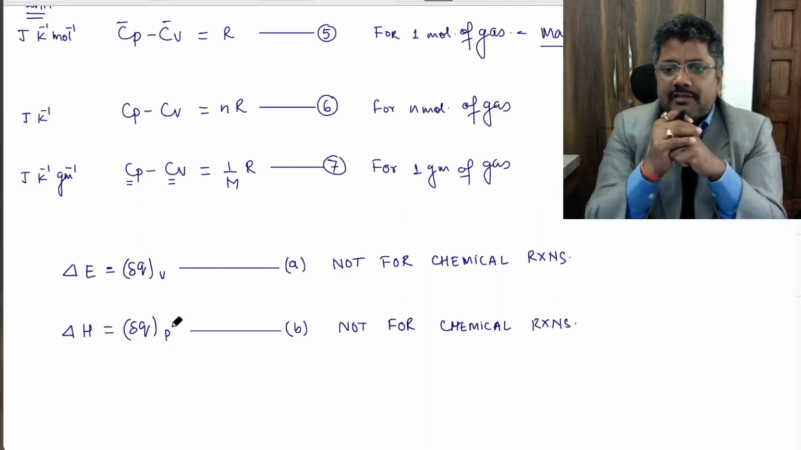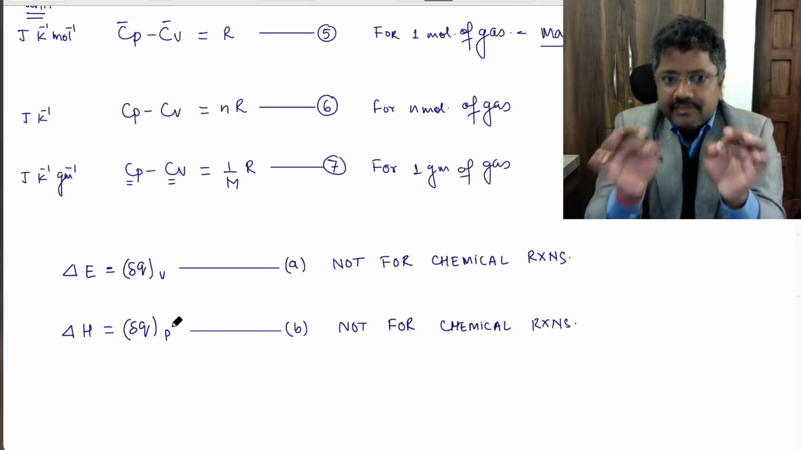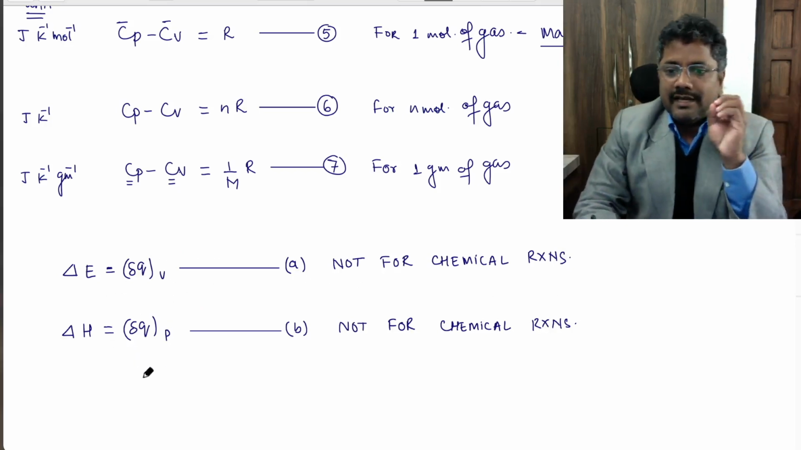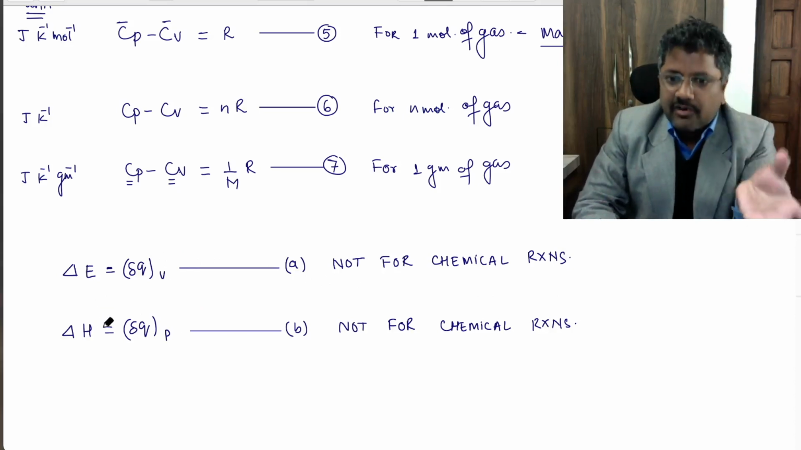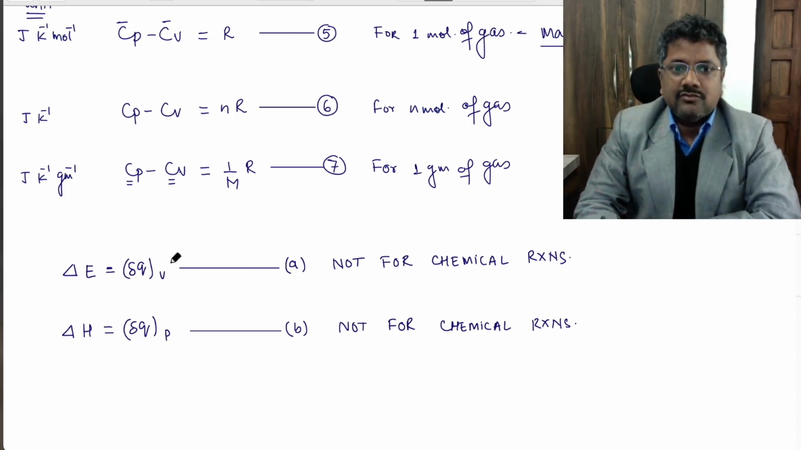And what is enthalpy for any physical process, not for chemical reactions? How is it defined? You can use very simple words. The unit of enthalpy and internal energy is the same. Both are forms of energy, but one is at constant volume, the other is at constant pressure. So delta E is equal to delta Q at constant volume, and delta H.